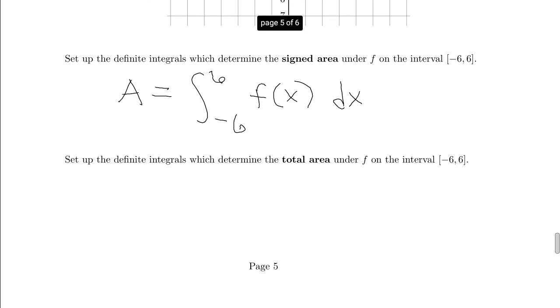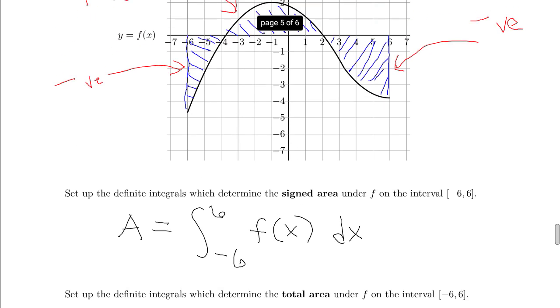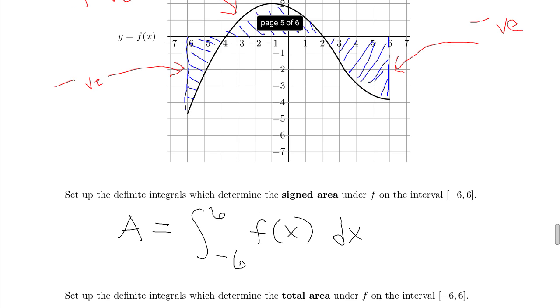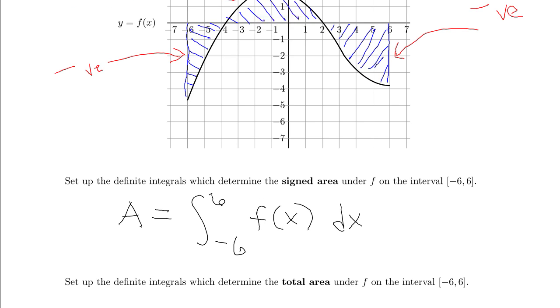But the next question is asking us to set up the definite integrals which determine the total area under f on the interval negative 6 to 6. And so we want to find the area, but we'd like to count these two end pieces that are underneath the x-axis as positive area. And so if I take the integral going from negative 6 to 6, it's going to count those two end pieces as negative. And so you might think, well, okay, just take the absolute value of whatever I wrote down for the signed area. Just take the absolute value of your final answer and it will be positive.